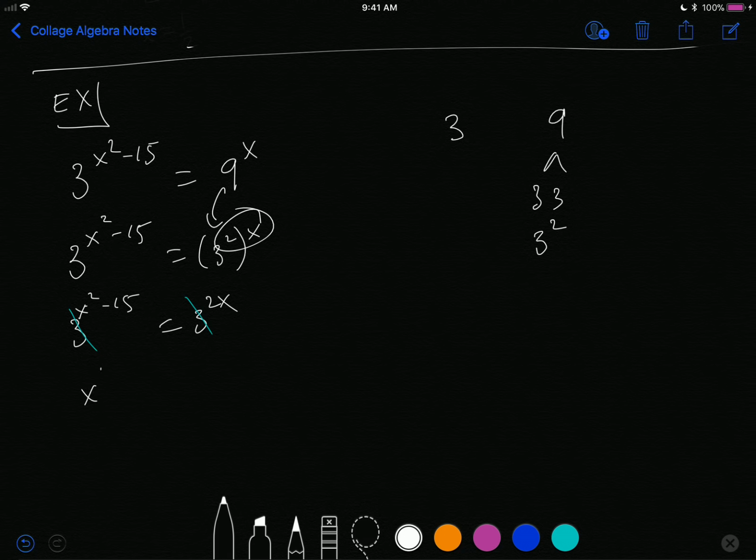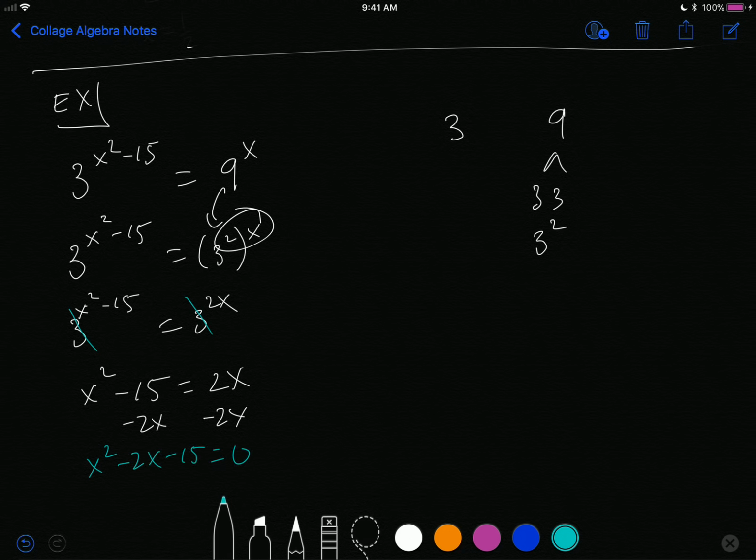And so that leaves me with x squared minus 15 is equal to 2x. I take my 2x over and I solve. You have to remember that whenever you see a squared term as an exponent right there, that's a quadratic equation. You have to use a technique to solve.